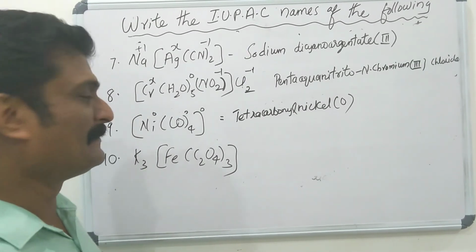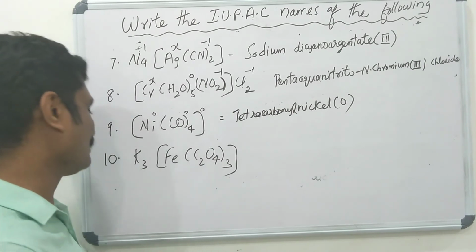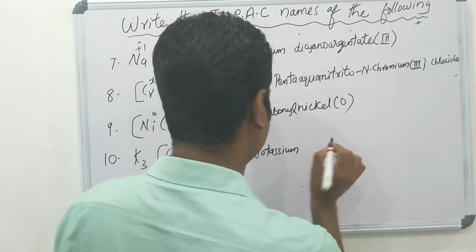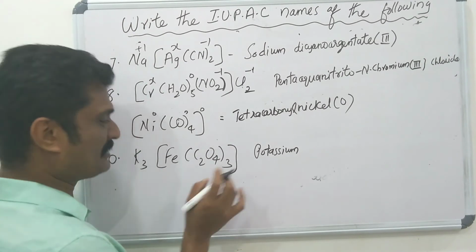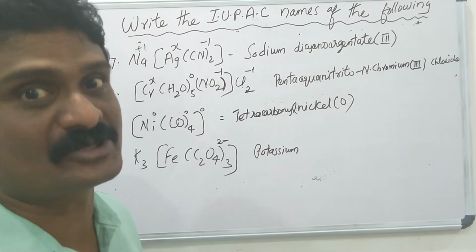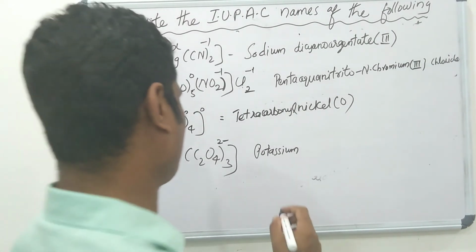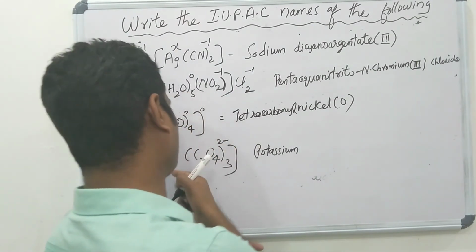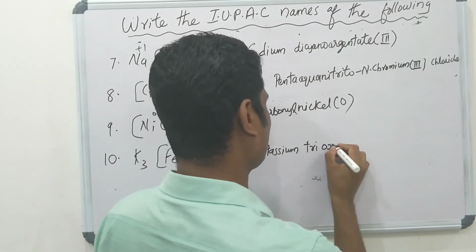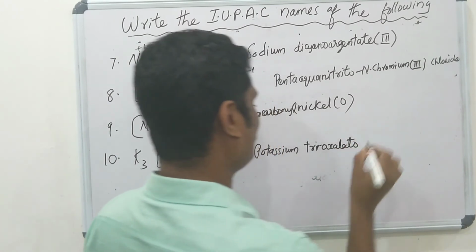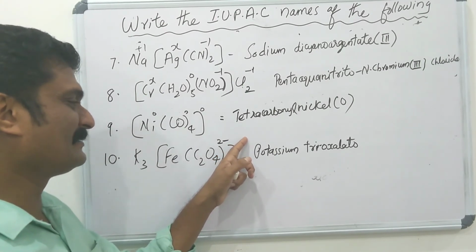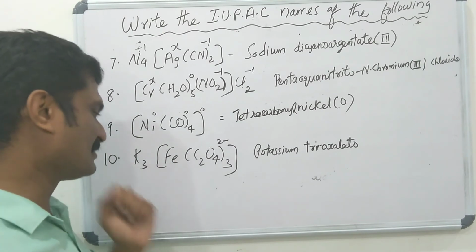And the last example, K3[Fe(C2O4)3]. Potassium acts as the positive part, named first, potassium. Then a gap, then name the coordination entity. C2O4 2 minus acts as a ligand, the oxalato ligand. Three C2O4 2 minus are attached to the central atom Fe, so trioxalato. Here also the complex species carries a negative charge, so the name of the central metal ends in -ate.